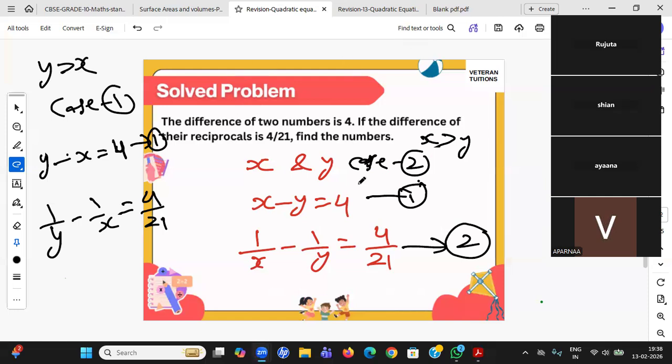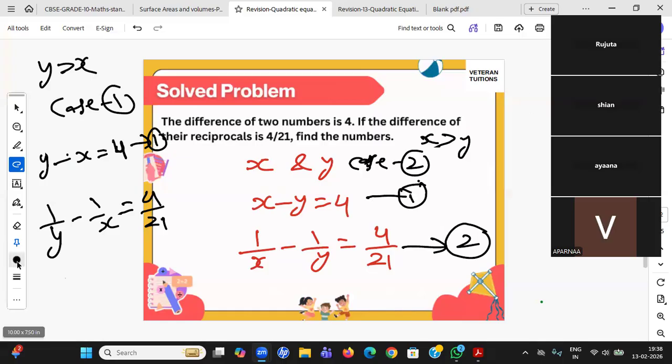Yes, Fadila, you see, so x greater than y, x is more, x minus y is equal to 4. The difference of numbers is 4. If the difference of reciprocals is 4 by 21, or if you take y greater than x, y minus x equal to 4, the difference of reciprocals is 4 by 21. What is the wrong thing here?